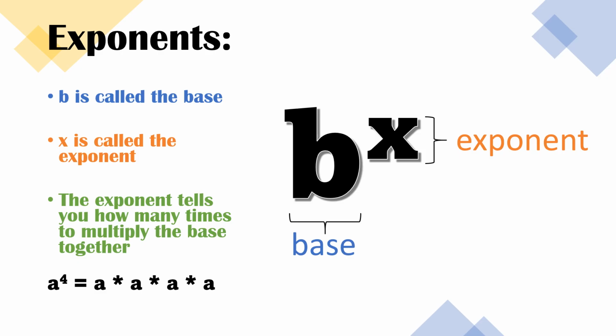So if we saw a raised to the fourth power, that just means I take a and multiply it together 4 times. A times a times a times a. It works with numbers the same. 3 to the 5th power just means 3 times 3 times 3 times 3 times another 3. That's all exponents mean.